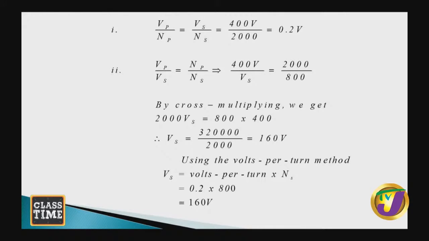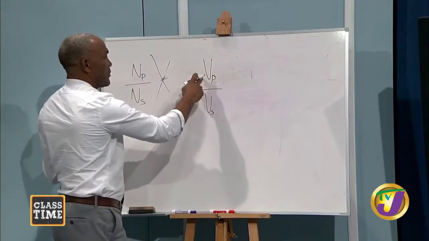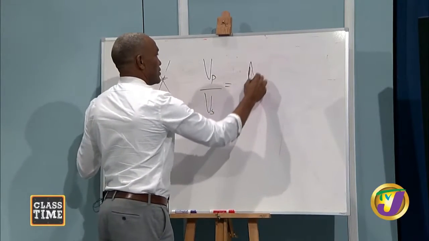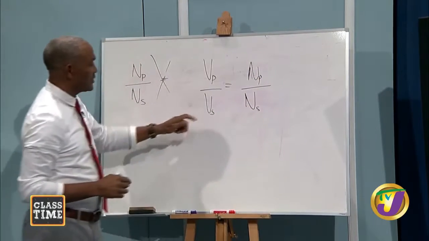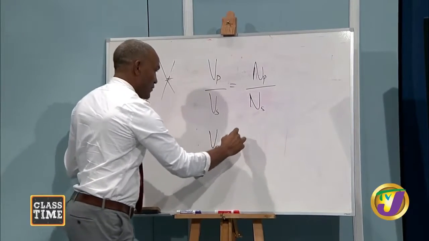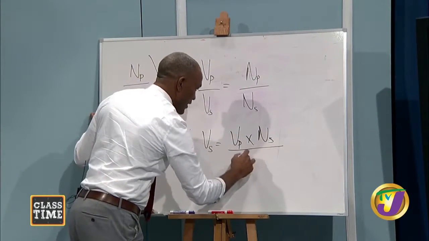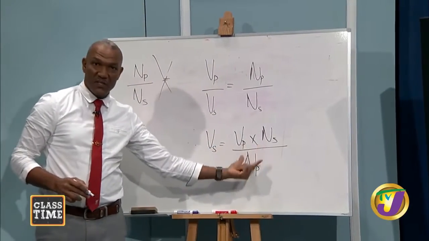Remember to set out the formula. We said VP over VS, which is primary voltage divided by secondary voltage, is equal to the primary number of turns divided by the secondary number of turns. What do we want to find? VS. Therefore, VS is equal to VP multiplied by NS over NP. Then we're going to plug in the values of each of these.